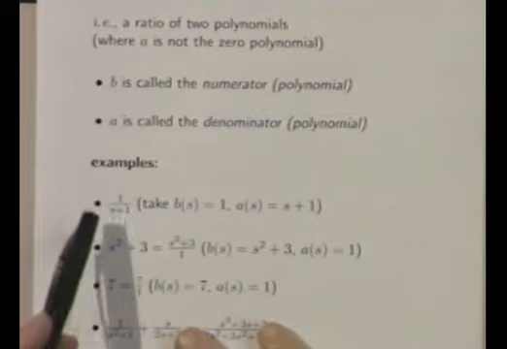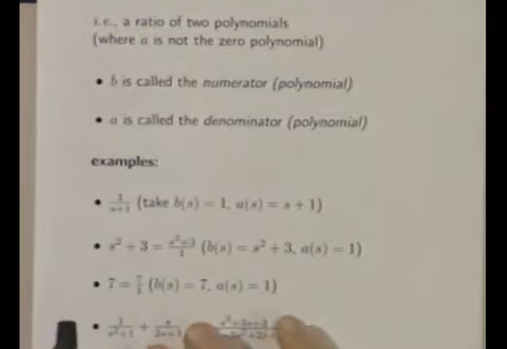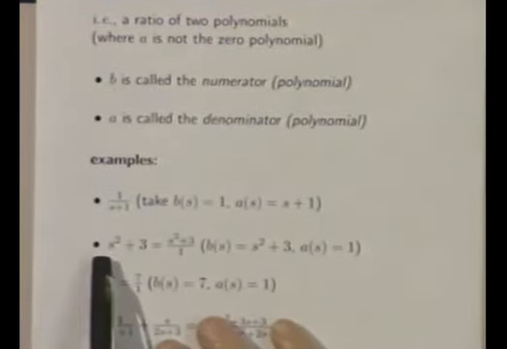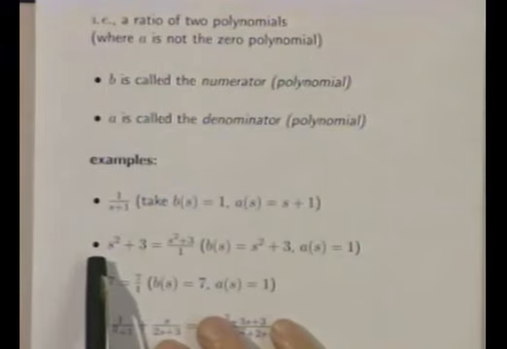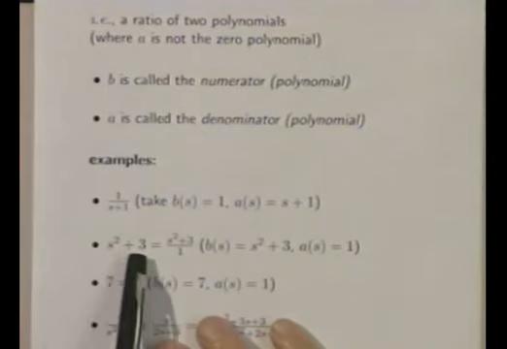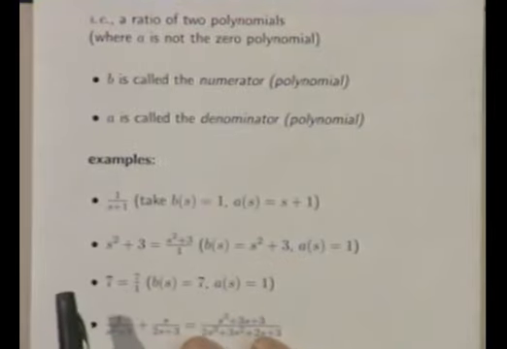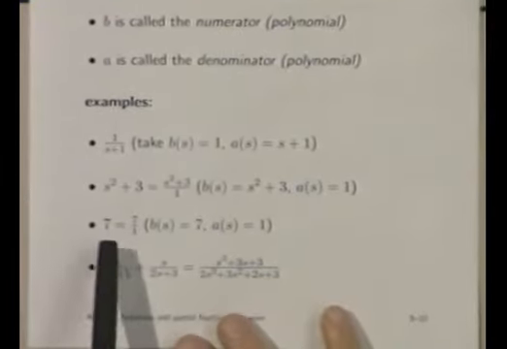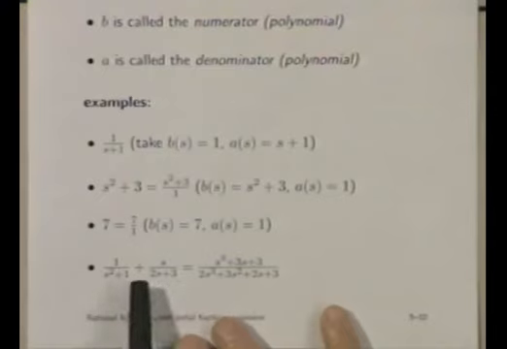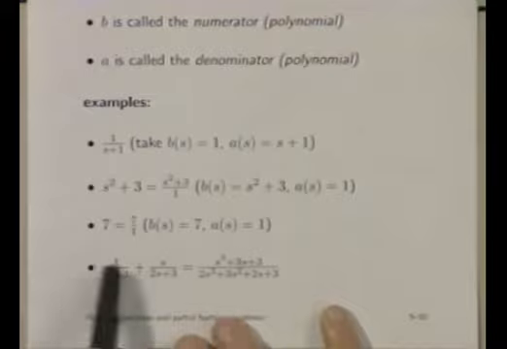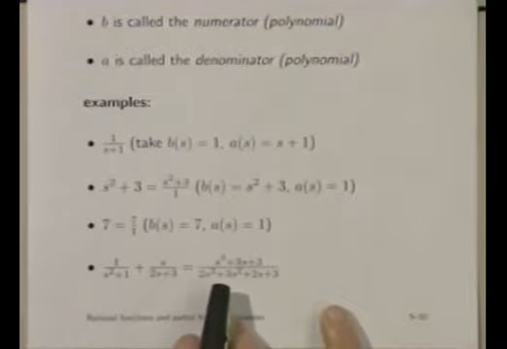Here are some examples. 1 over s plus 1. Any polynomial is a rational function because you can write it as itself divided by 1, and 1 is also a polynomial. So every polynomial is a rational function. Any constant is a rational function. Here's another one. You can take 1 over s squared plus 1, plus s over 2s plus 3. And if you multiply it all out, you get a ratio of two polynomials.